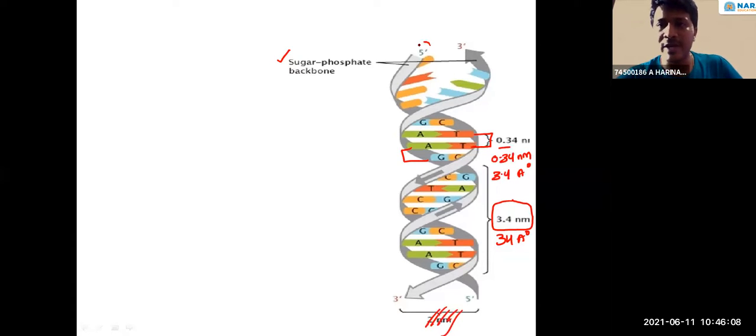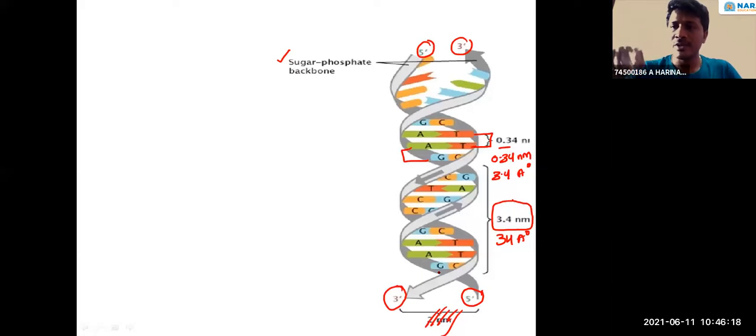Anti-parallel arrangement: one end of a polynucleotide chain is 5 prime, automatically the other end is 3 prime. One end of the other chain is 3 prime, the other is 5 prime. So here, anti-parallel, they are arranged in opposite directions.